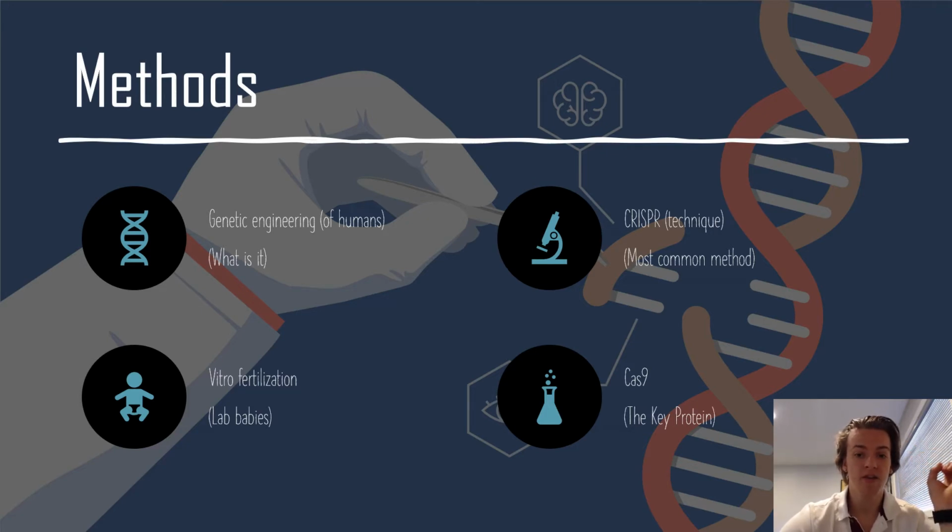Then you can manually put in the different types of traits that you want, the genes that you want, using the CRISPR technique, which uses the Cas9. So that's why they're both right there, easy for you to see. And I put in vitro fertilization here as well.